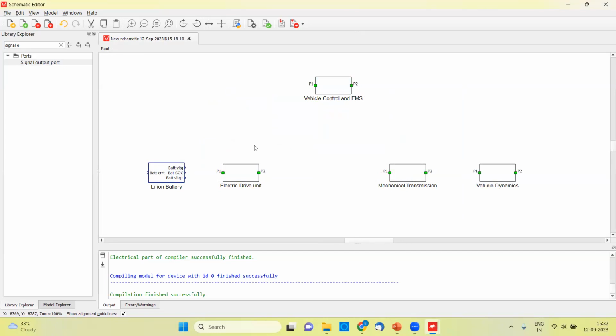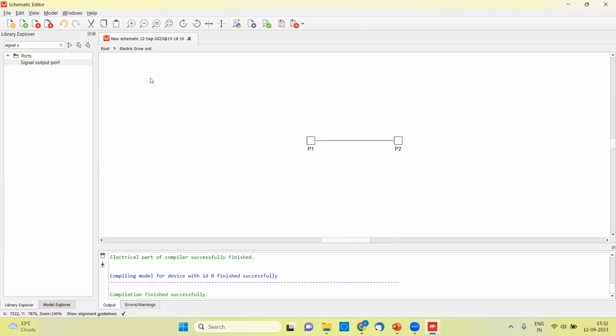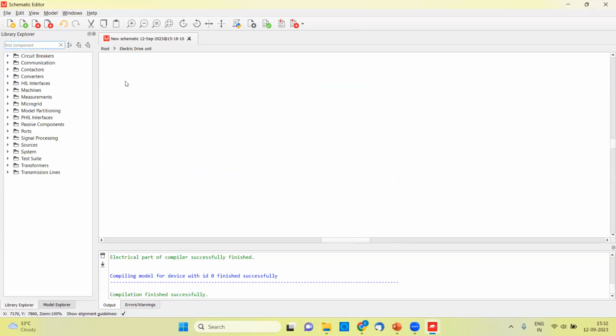So now we are going to move to the next part of the subsystem, that is the electric drive unit. It is very simple. I hope you all are able to get an idea how to do the designing of every component of the subsystem. Just we are going to take few blocks and we are going to drag and drop them. And what is the mathematics involved behind it, that I'm going to explain step by step.